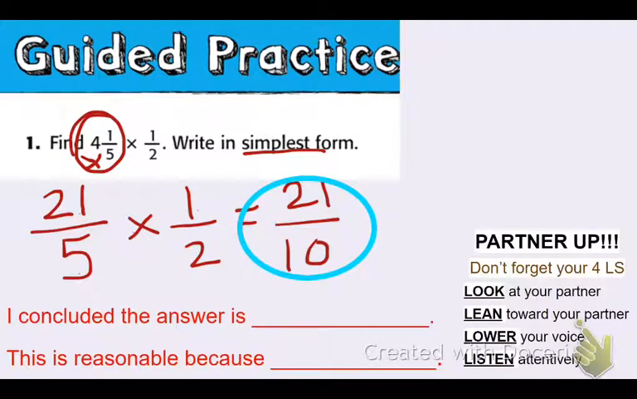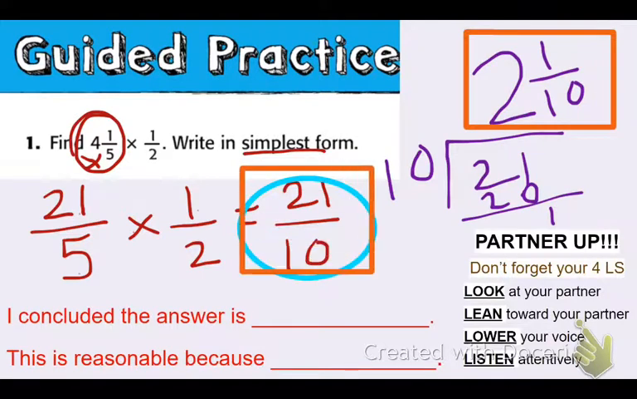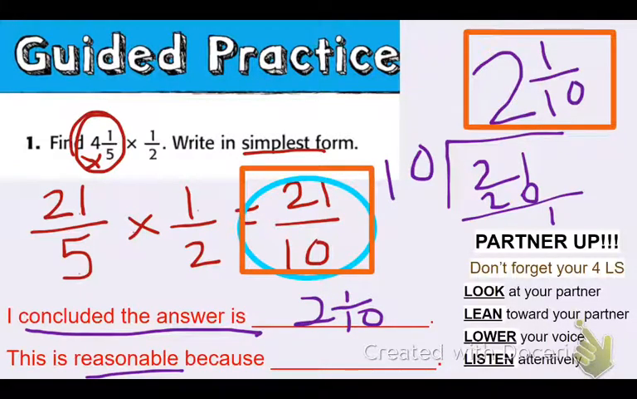I can go ahead and divide. How many groups of 10 can I make out of 21? Well, I have 2 groups of 10. And there's 1 that won't fit in the group of 10. So 2 1/10 is equivalent or equal to this improper fraction. So I concluded the answer is 2 1/10. And it's reasonable because it has the right value. It has the value of this improper fraction.